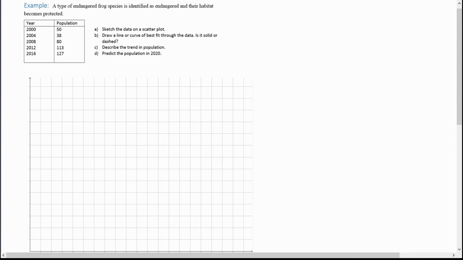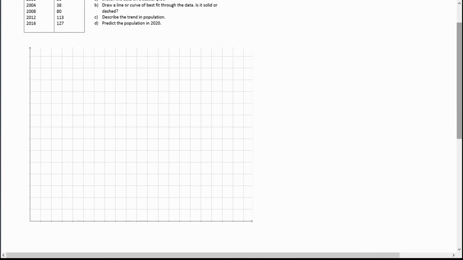Example: a type of endangered frog species is identified as endangered, and their habitat becomes protected. So we have a table here with the years and the frog population. A. Sketch the data on a scatterplot. Okay, so to make a scatterplot, we need to remember to put a title.